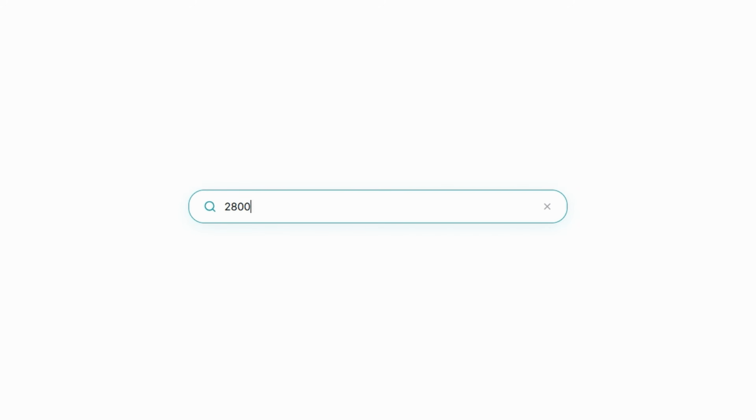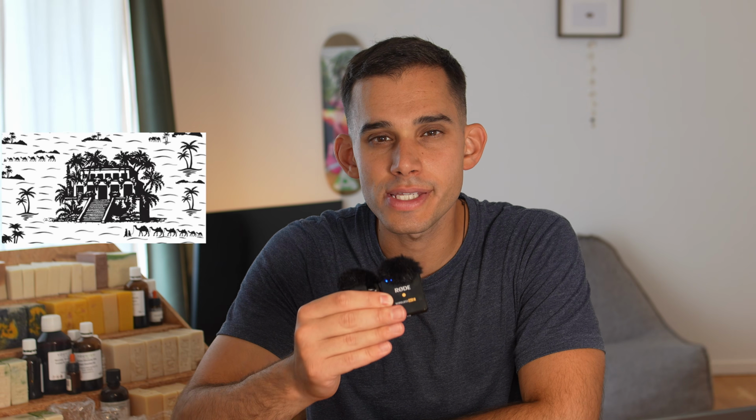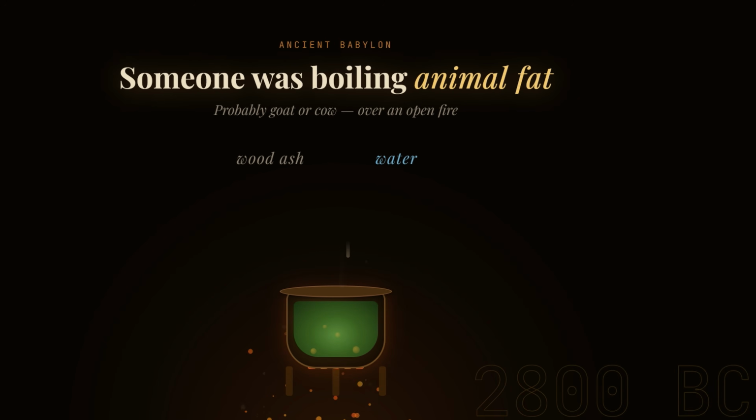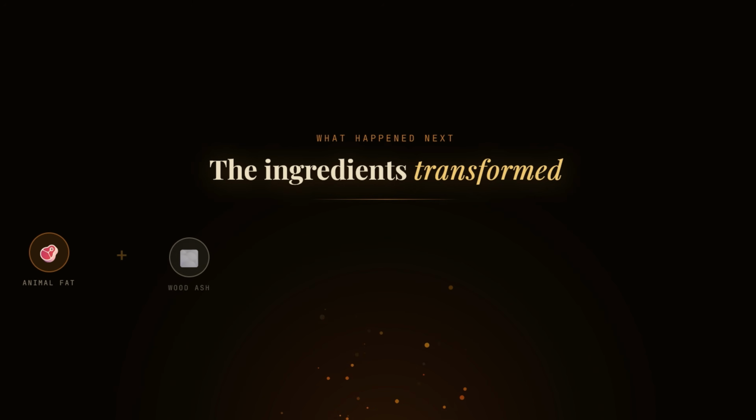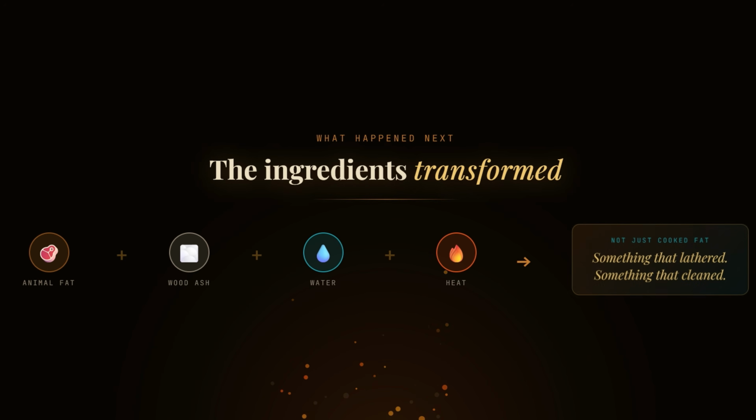Somewhere around 2800 before Christ, in the ancient city of Babylon, someone discovered something interesting. They were boiling animal fat, probably from a slaughtered cow or goat. And at some point, wood ash and water got into the mixture. And what came out was something that lathered and bubbled at the same time, and something that was fundamentally different than what came in. So you may be wondering, how can something oily, like a fat, convert to something that actually bubbles?